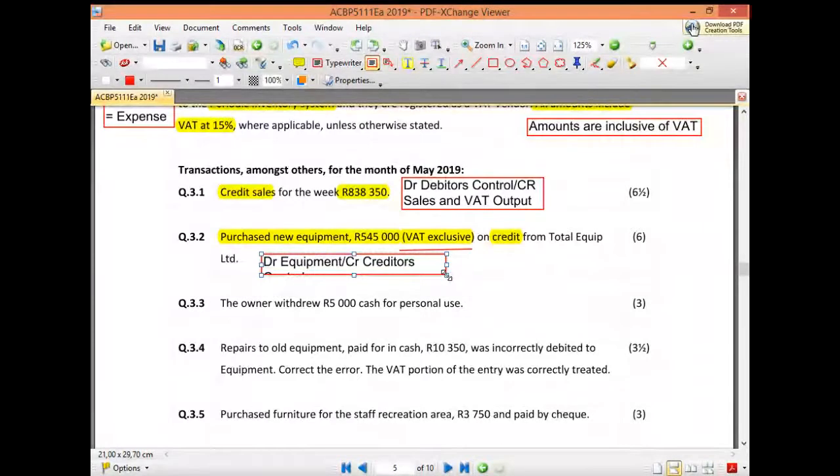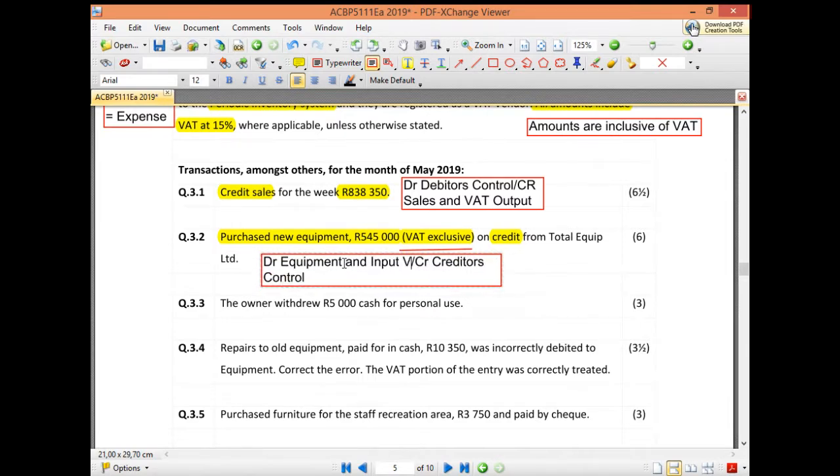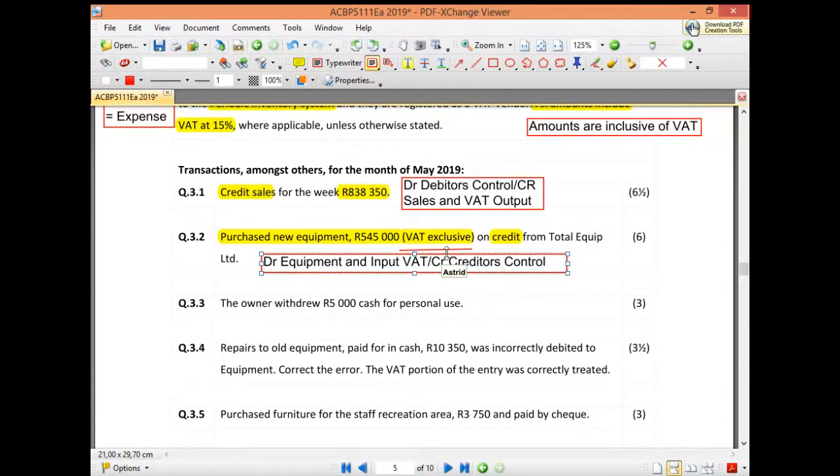We're going to credit creditors control because we bought it on credit. And what side will the VAT be on? On the debit side. And we will then have the input VAT that we claim on that asset also on the debit side. Now, because this is VAT exclusive, we will have to work out for creditors control the VAT inclusive amount and then also the VAT amount for the input VAT account.